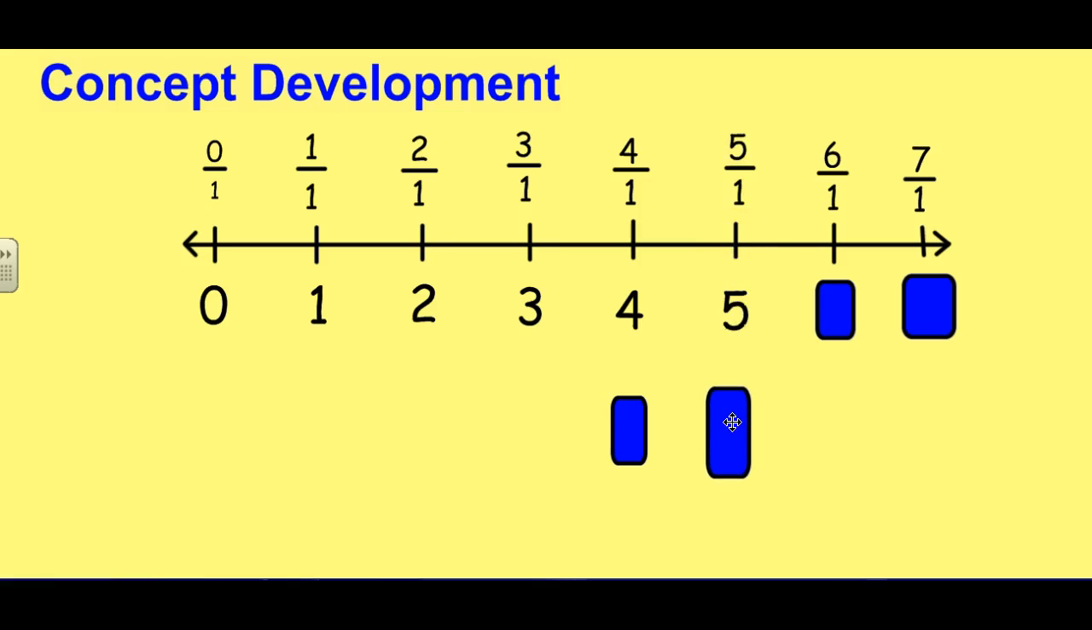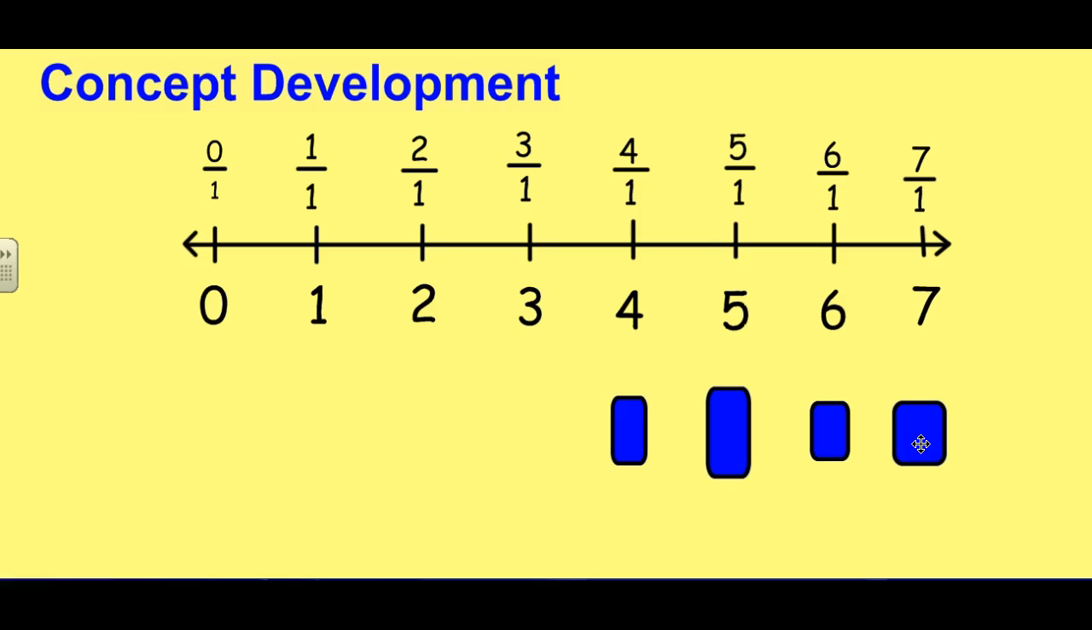So the fraction I was looking for was 5 over 1. And then for these last two blanks, what whole numbers would go there? So 6 over 1 would be equal to 6, and 7 over 1 would be equal to 7. So you can see the pattern. Any number that is a fraction and the denominator is a 1, the numerator is always going to be the whole number that you're looking for.